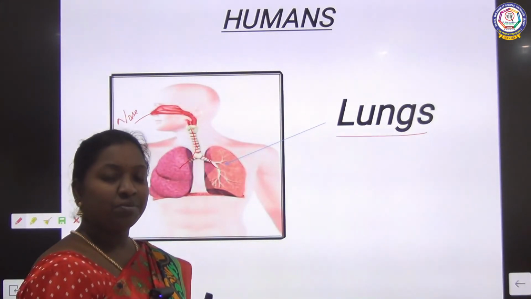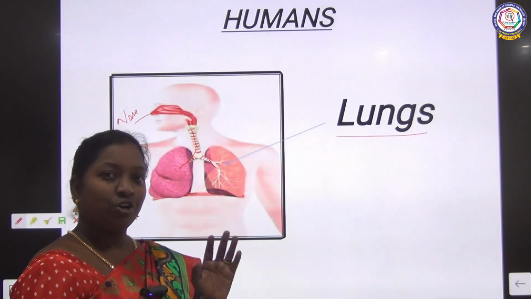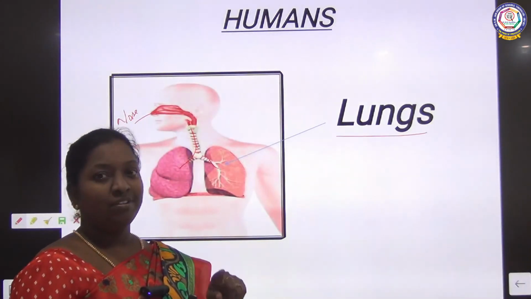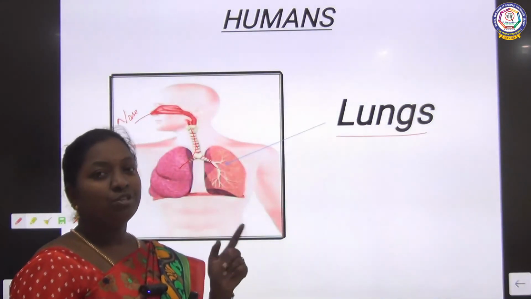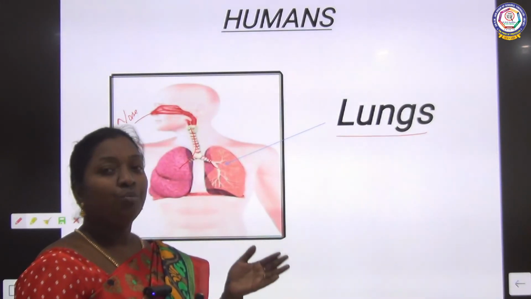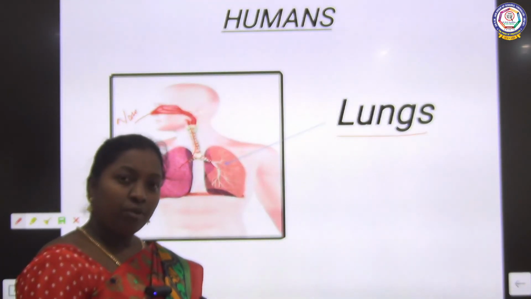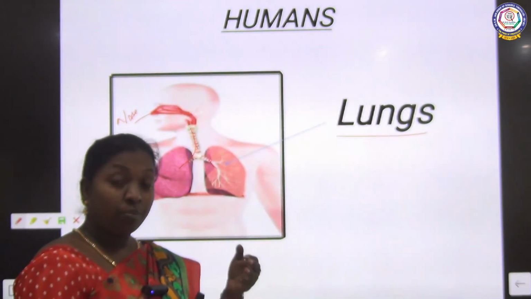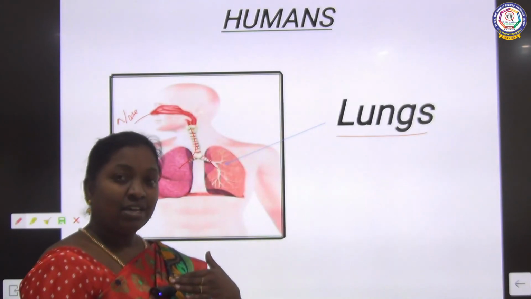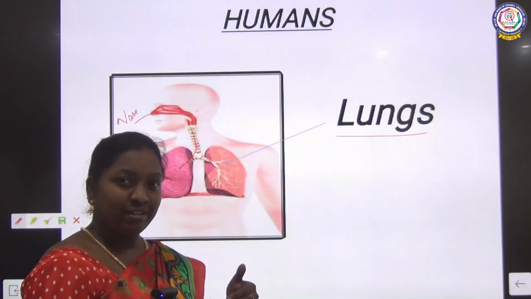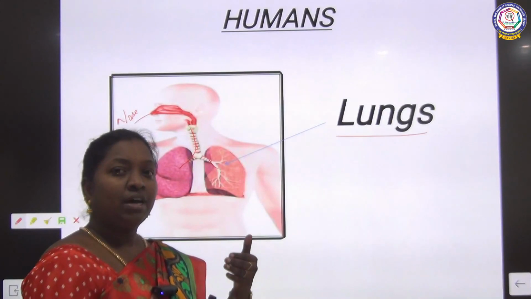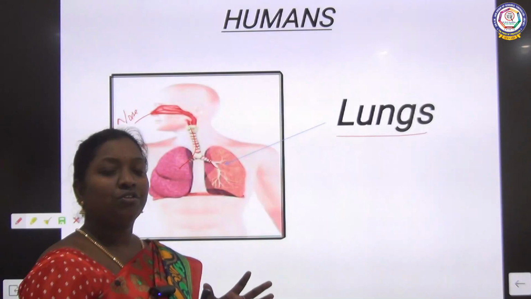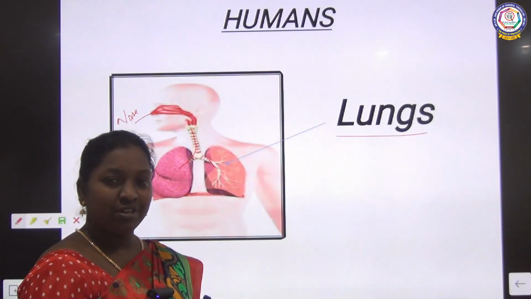I hope these concepts are easy to understand. Let me recapitulate one more time. Amoeba breathes through body surface. Insects breathe through spiracles. Earthworm breathes through moist skin. The adult frog breathes through lungs, and the baby frog breathes through gills. Human beings, whales and dolphins are mammals, and they also use lungs for breathing. This is how the organs of breathing differ among all the animals. Understood, children? Thank you.